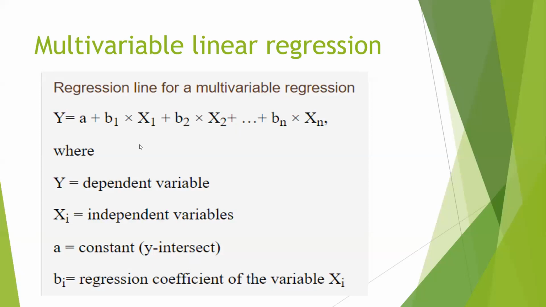Now when you talk about multivariable, if you are just trying to find out the relationship between Y and X, that's only one variable. It is known as univariate regression. When you are including more than one variable in the equation, it is known as multivariable linear regression. Okay.